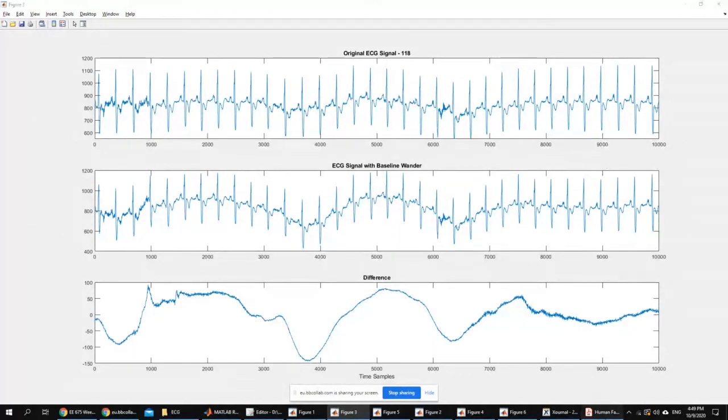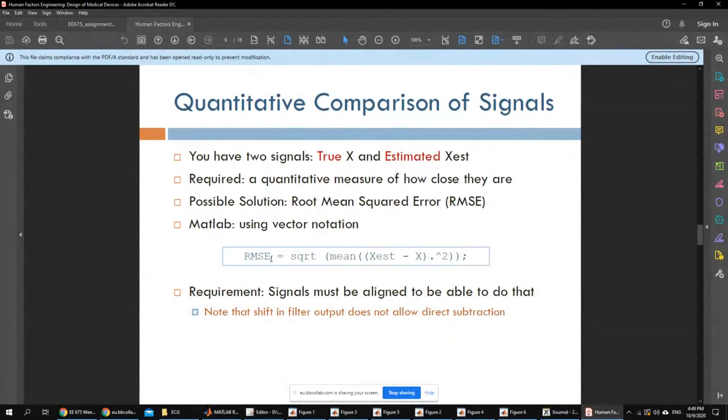Most people use something called the root mean square error. Basically, it's the difference between the estimate and the reference signal, the signal you would like your filtered signal to look like. You take the square of this difference, then the mean of the squares, and then the square root of that. Okay, why do we do that? Because the noise can be positive or negative.